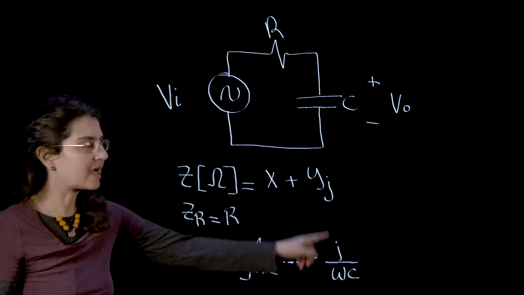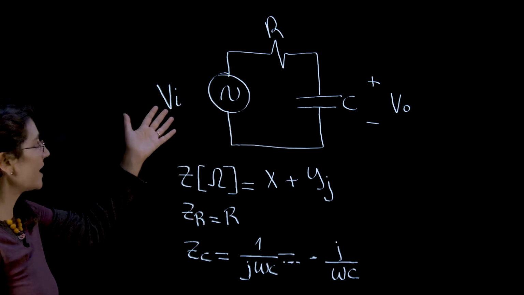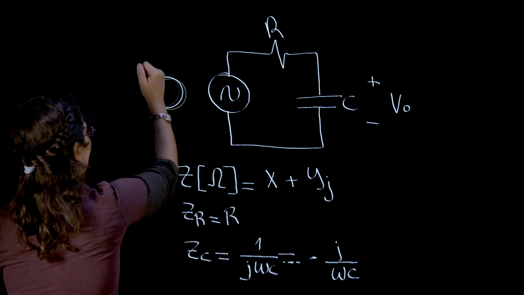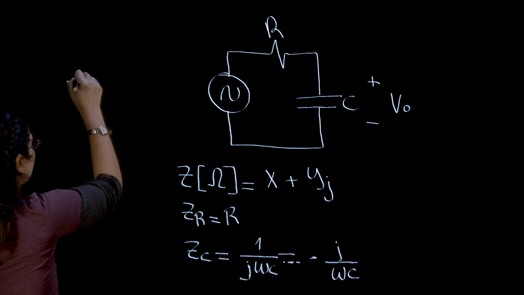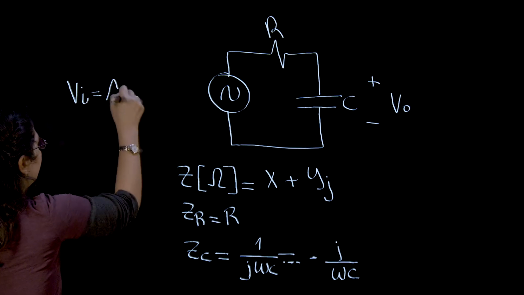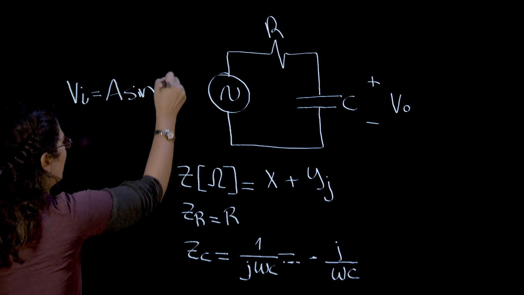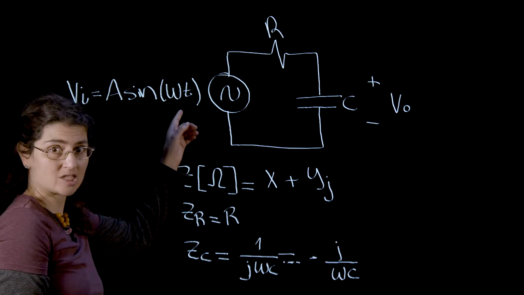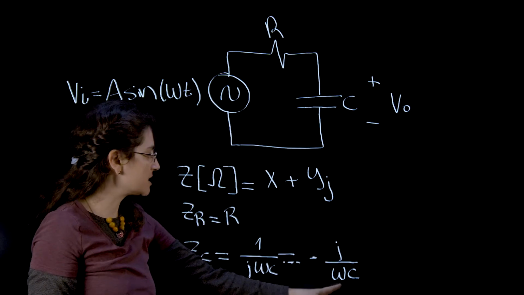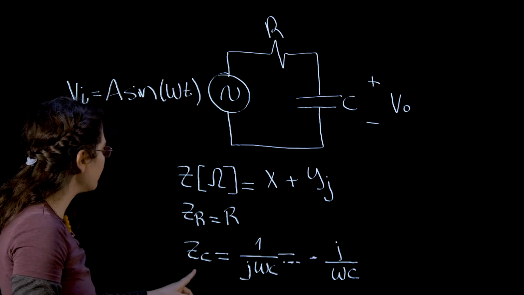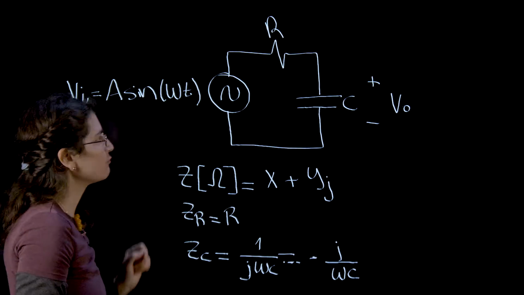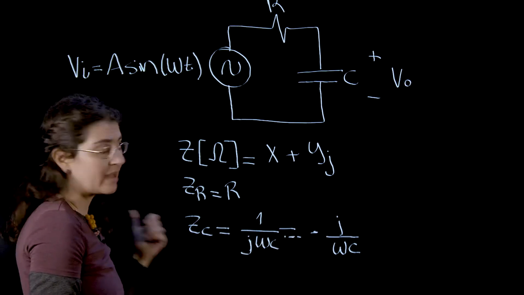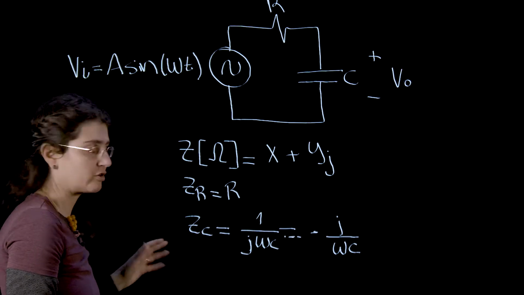Now note here that this omega in this circuit will be the same omega that we have in our input voltage. So for instance, if our input voltage is A times sine of omega t, then we take this omega and put it in here to calculate the impedance of my capacitor at that frequency.